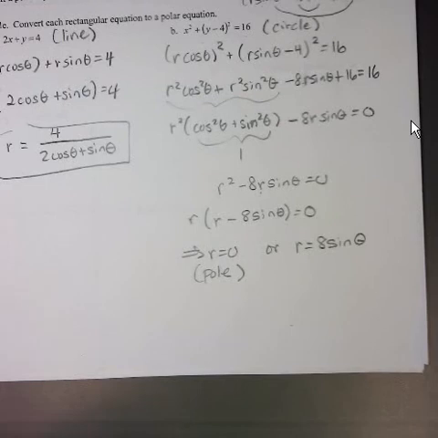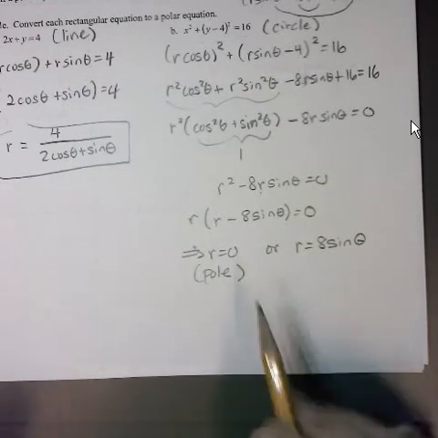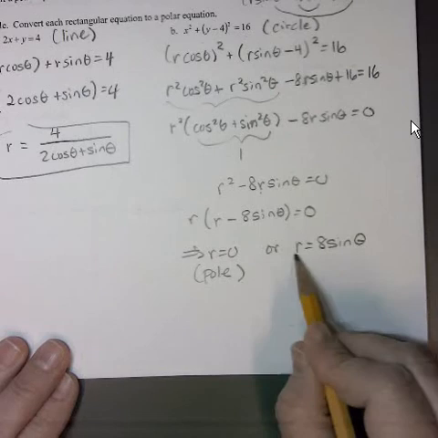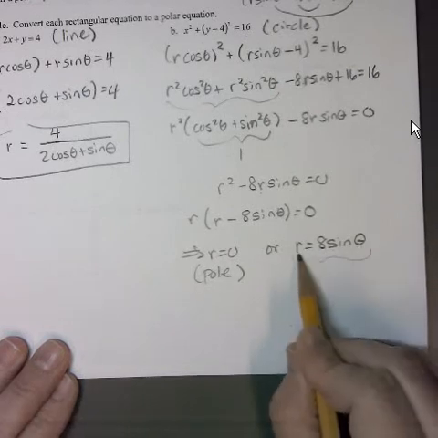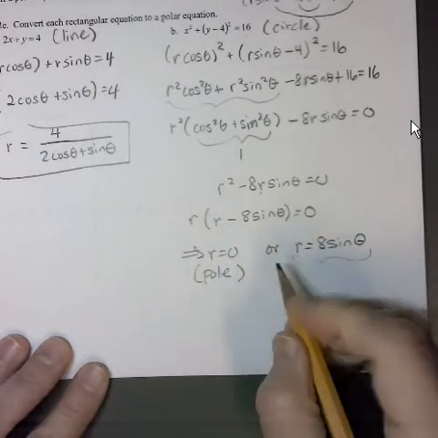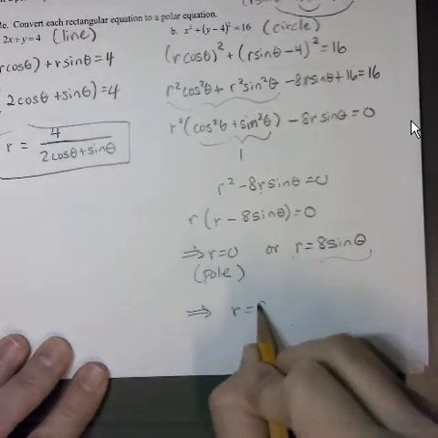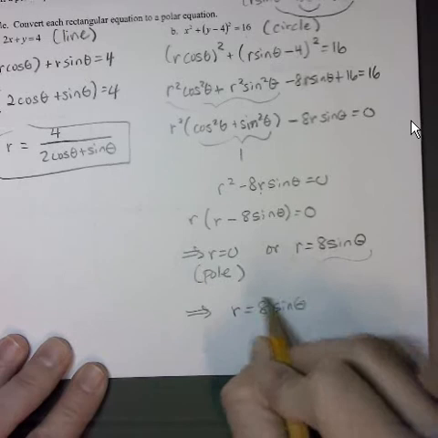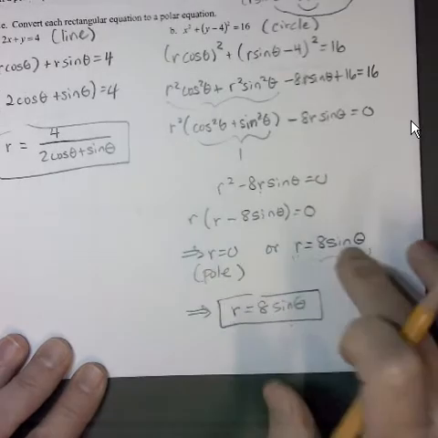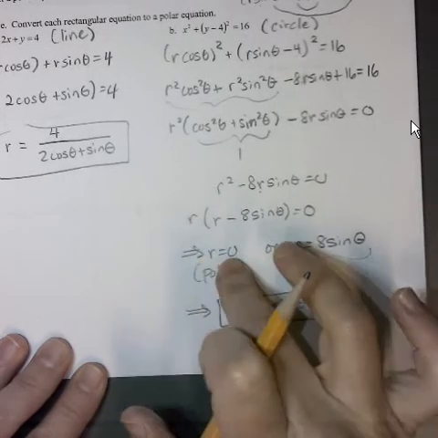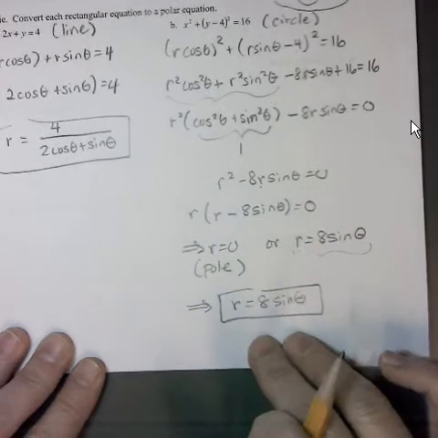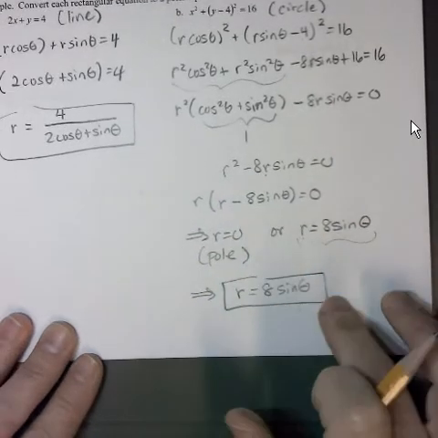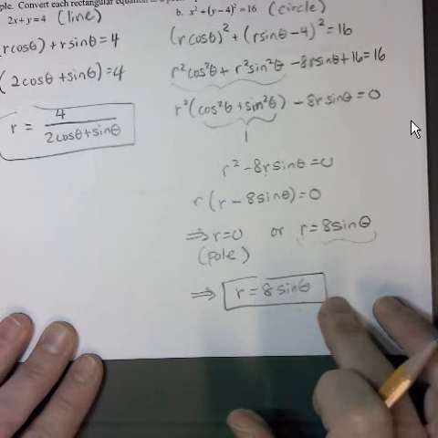And that point is actually part of this equation. Notice if theta is 0, r will be 0. So we can just simplify this to r equals 8 sine theta. If this point wasn't part of this, you'd have to include it. But since it's here, we can just simplify this to one equation. And so this 8 sine theta is the same circle.